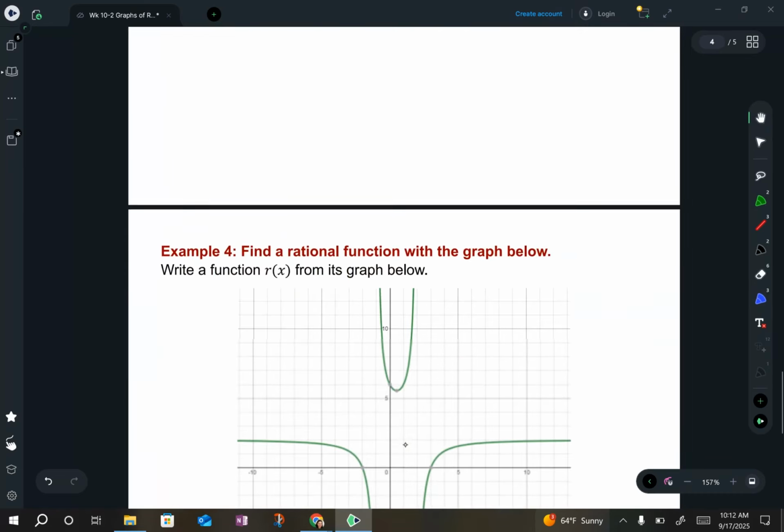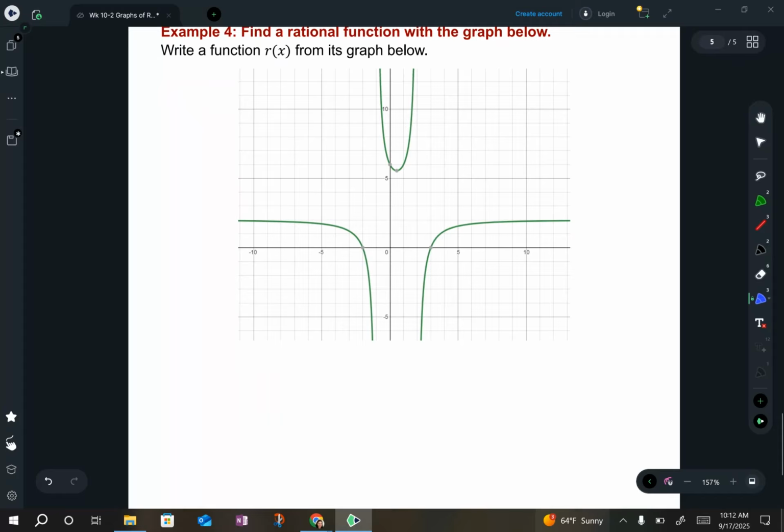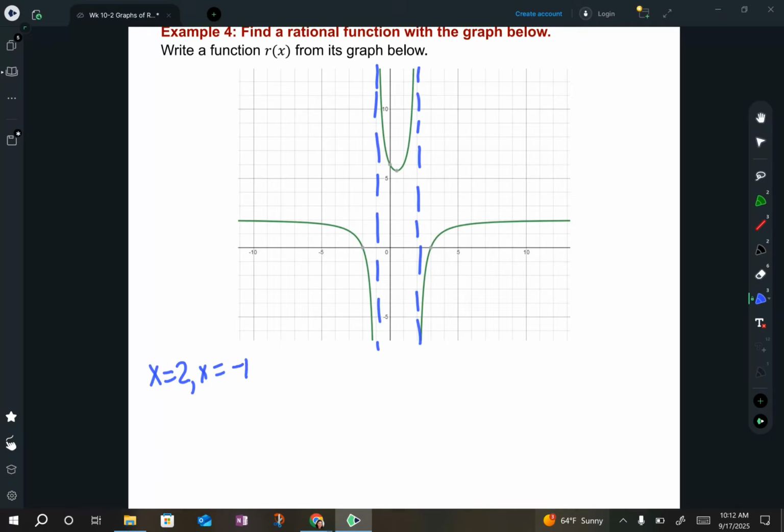All right, and our final example for today is this rational function, and we want to find its formula from the graph. So let's see what we can do here. Let's look and see what we have on this graph. I can see that it appears to have a vertical asymptote at x equals 2, and also at x equals -1. So if I'm trying to build up this function, I'm going to start with that. That means my denominator is (x - 2)(x + 1).